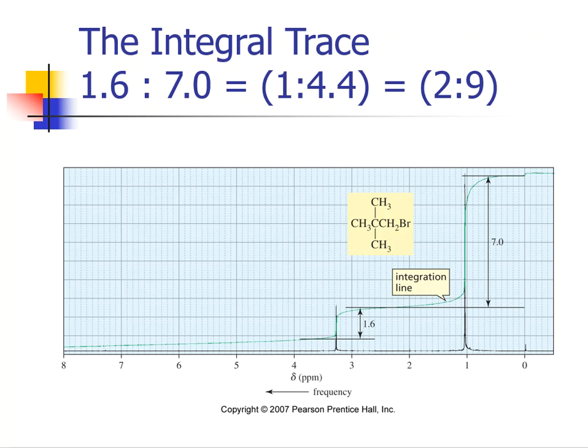So if I take a look at these numbers, here is a 7 and here is a 1.6. What on earth does that even mean? That's what integration is all about. So this 1.6 is going to be in reference to the distance between this line and this line. And the 7.0 is in reference to this line versus this line.